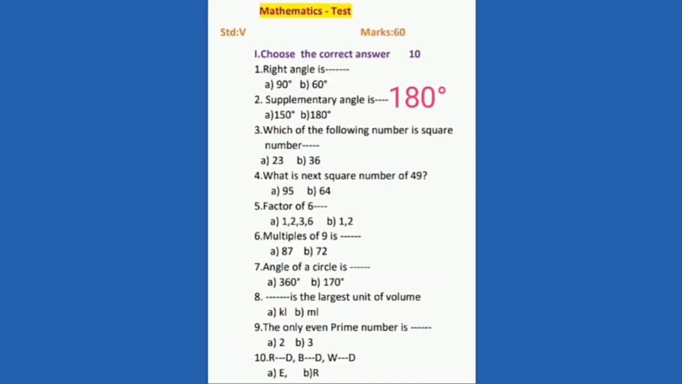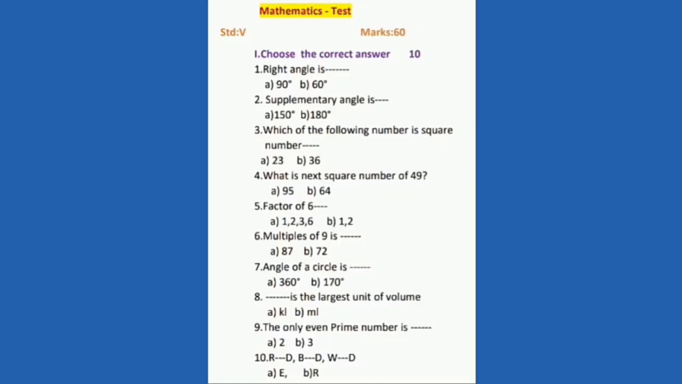Which of the following numbers is a square number? Square number value is 36. Multiply the same number, 6 sixes are 36. Fourth one, what is the next square number after 49? So 7 sevens are 49, we can write. So the next square number, 8 eights are 64. 64 is the answer.